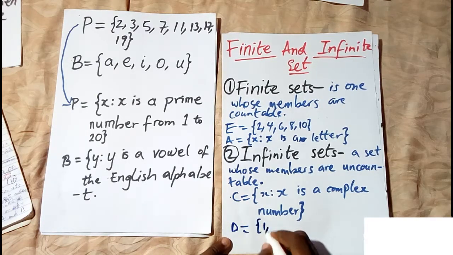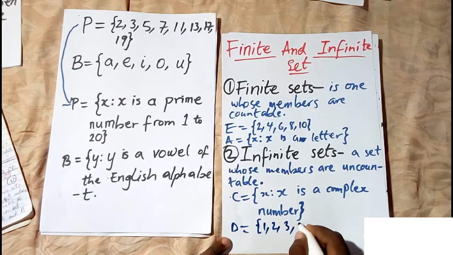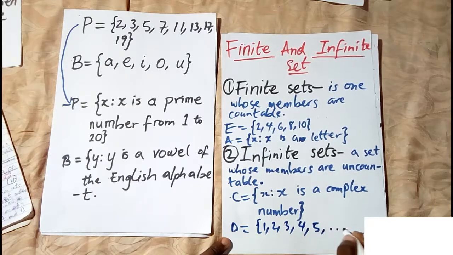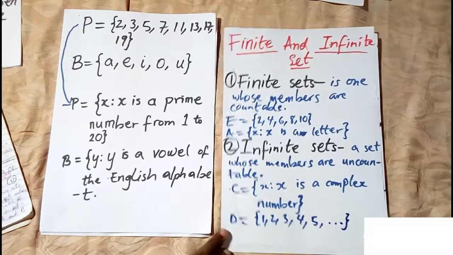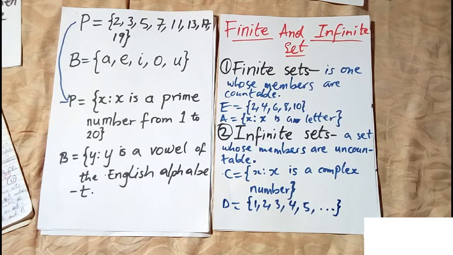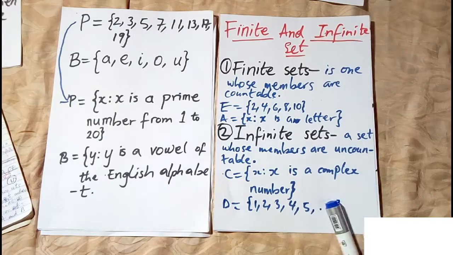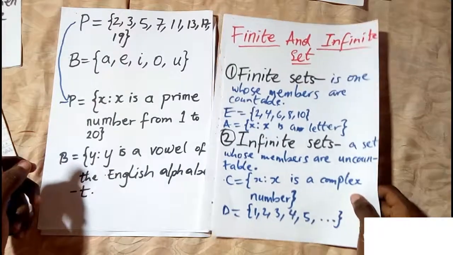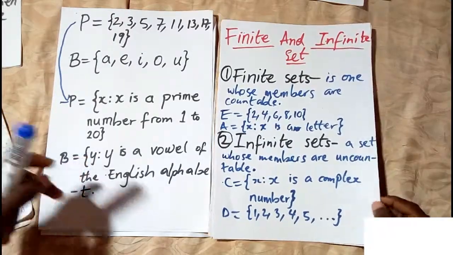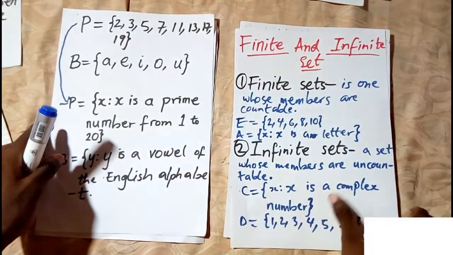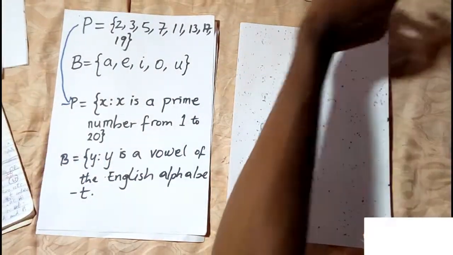where X is 1, 2, 3, 4, 5, dot, dot, dot. That is a triple dot. This triple dot symbolizes that the set is an infinite set. It means that it continues: 1, 2, 3, 4, 5. You can say this is a set of natural numbers, or whole numbers, or counting numbers. That is an infinite set.